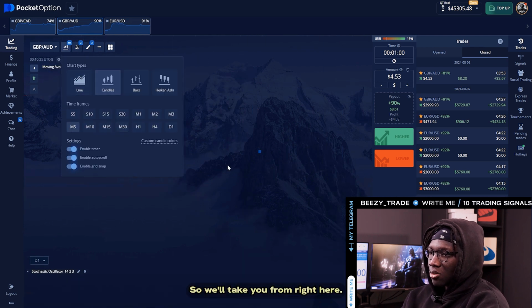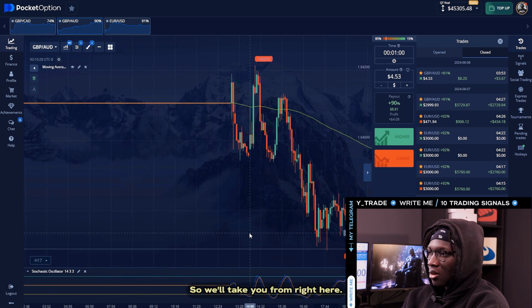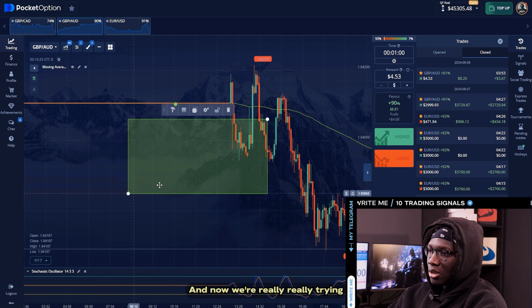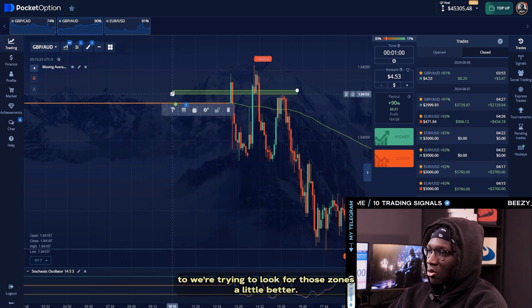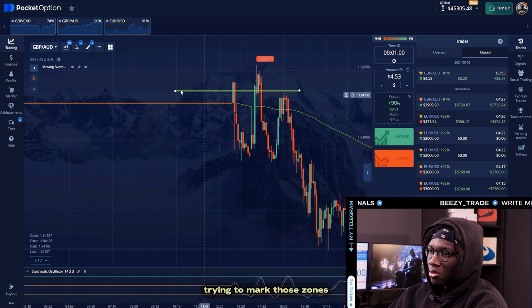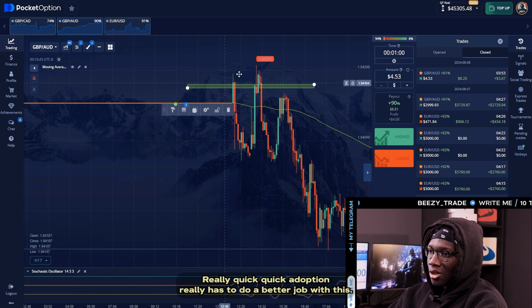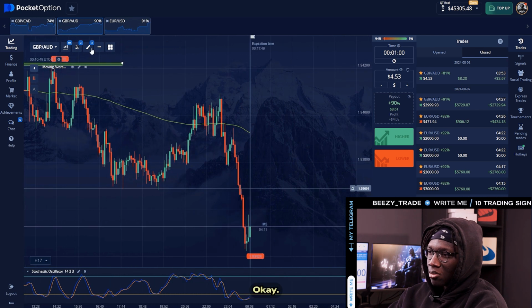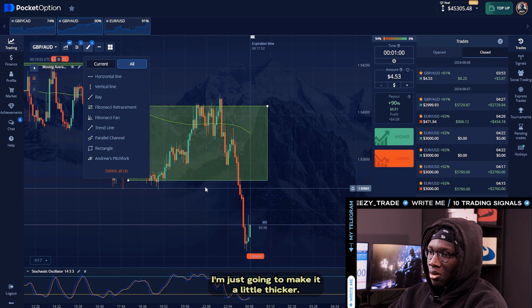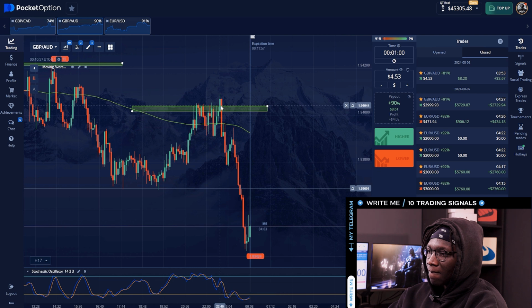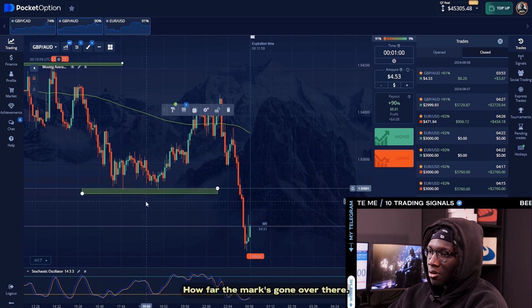Alright, so we'll take it from right here. Next thing we're going to do is come to our M5, and now we're really trying to look for those zones a little better, and we're trying to mark them right here. Trying to mark those zones. Can't really click. Quotex really has to do a better job with this. Okay, I'm just going to make it a little thicker. Going to mark them. Just want to see how far the market is going over there.